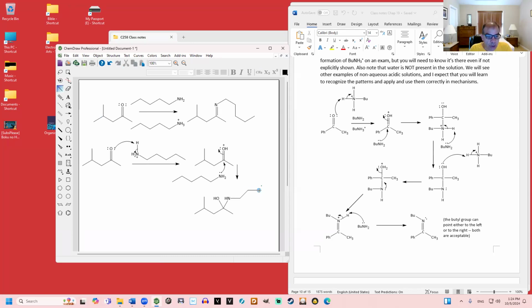We need 5 carbons on this alkyl group. Like that, 1, 2, 3, 4, 5. Looks good. And then that alkyl, that nitrogen still has a plus charge on it.